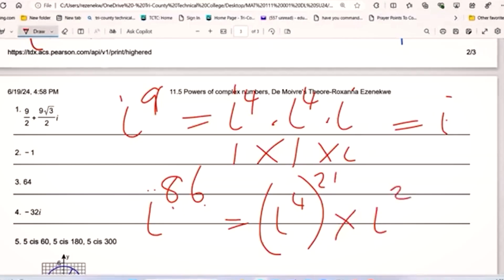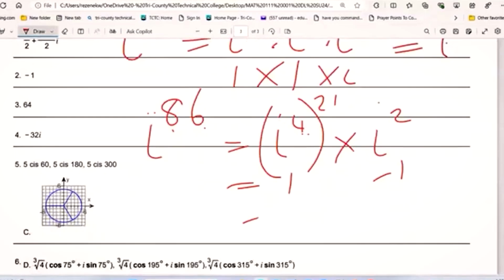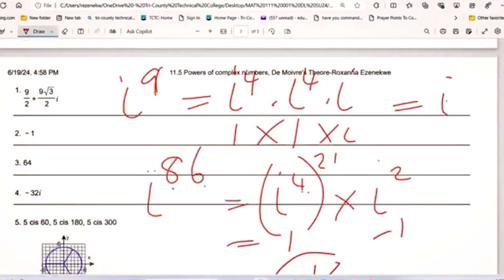21 times 4 is 84. Then plus 2. i to the power 2, I already know it is negative 1. Any power of i that is a multiple of 4 is 1, so I won't worry about that. Therefore, i to the power 86 is the same thing as negative 1. That is, by the way, just a review of powers of i. I hope you remember that.